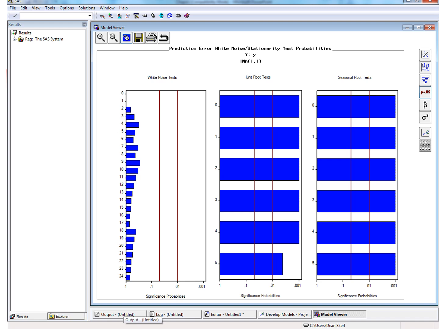Now, how do I get this thing right here? If you look over on the right hand side, we have our buttons there on our time series dashboard. If you click where it says P equals 0.05, you'll get something that looks like this. And this gives us the Ljung-Box test. The Ljung-Box test is what SAS is calling the white noise test.